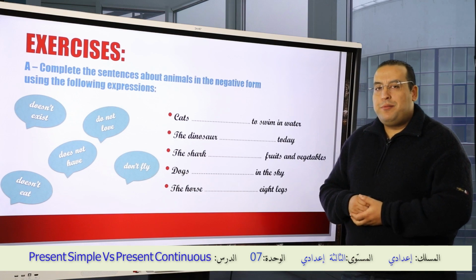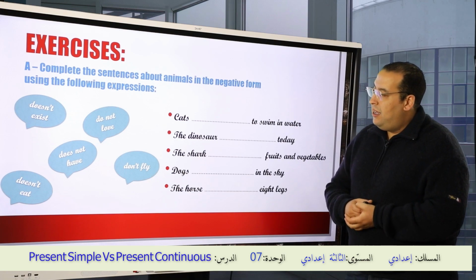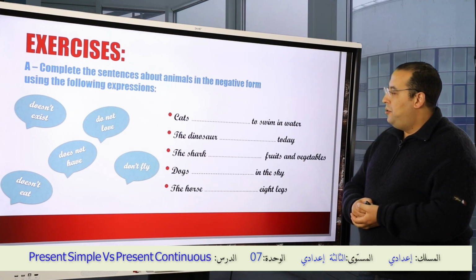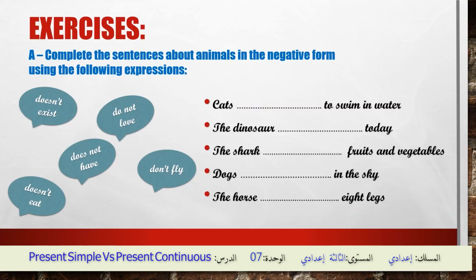Yes, now it is time to fill in the blanks. So, cats to swim in water. Of course, cats do not love to swim in water. We have do not or don't, and we don't have doesn't or does not because cats is in the plural form. You know, it's a plural noun. That's why we say do not love to swim in water.